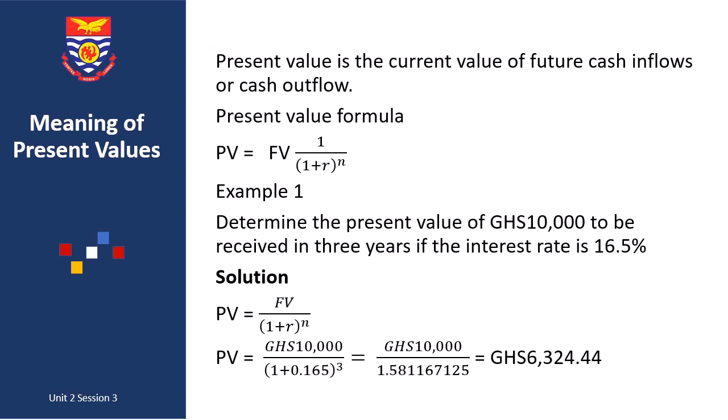So substituting all these variables into the equation, we are going to get 10,000 over 1.581167, and at the end we are going to get 6,324.4 Ghana cedis as the present value. So in 3 years' time the value will be 10,000, but if you want to look at it in the present condition, the actual value is 6,324.